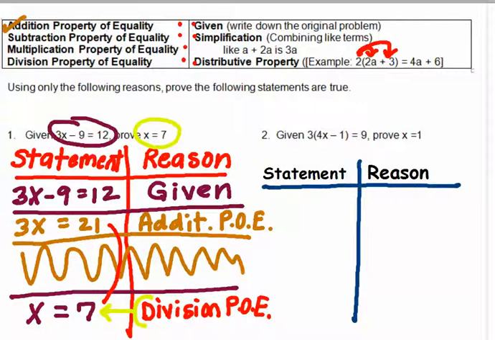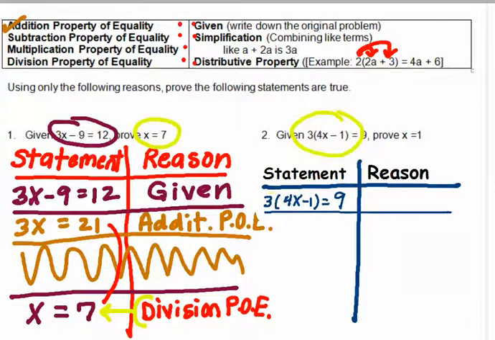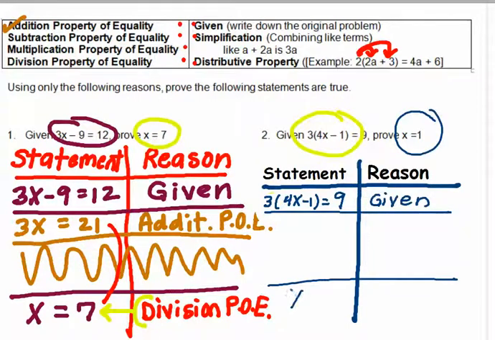Okay, statement. That's going to be right here. We're going to put this given statement here, 3x. Oops, I've already made a mistake here. Okay, it is 3 times 4x minus 1 equals 9. And then my reasons, given. And I know that down here, my last statement's just going to be x equals 1.